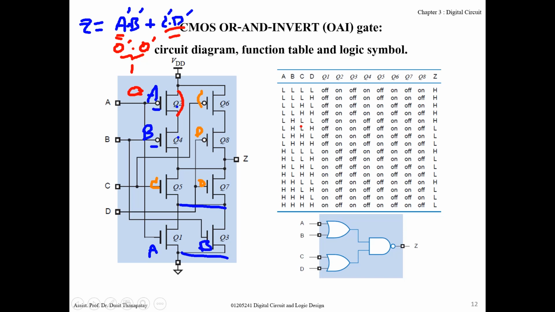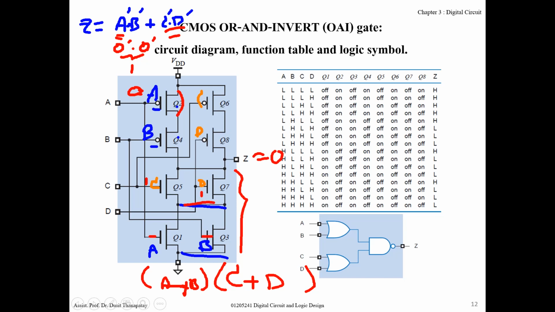And if you consider the lower part of the circuit, then you consider when the output becomes 0. Namely, this part, this one or this one must be turned on, and this one and this one must be turned on. So when C is 1 or D is 1, C or D is 1, and A or B is 1.